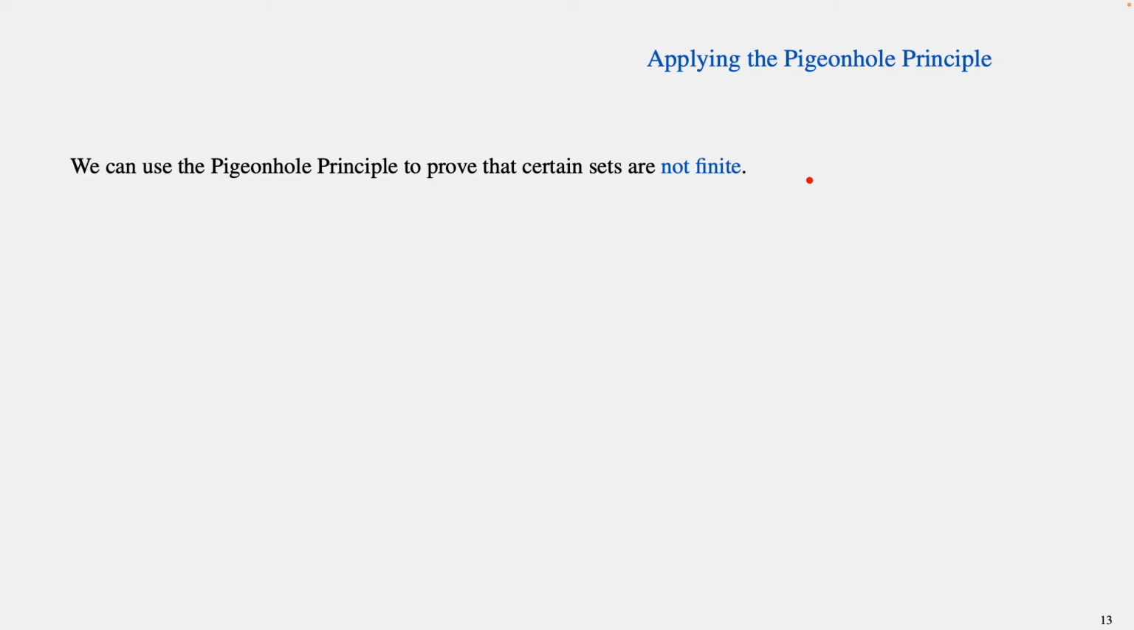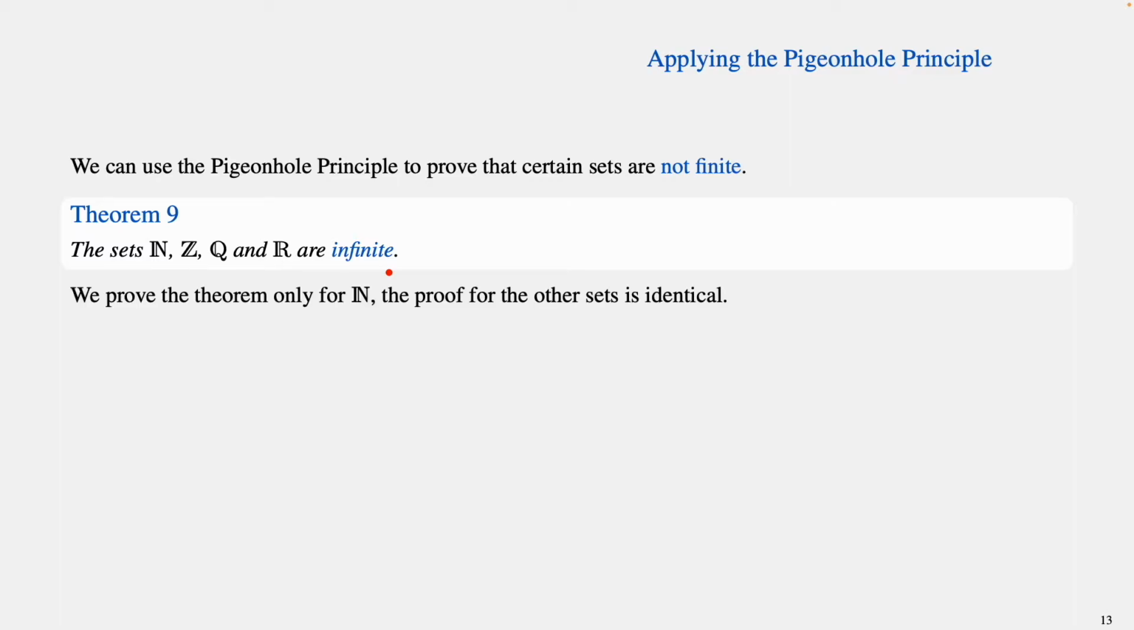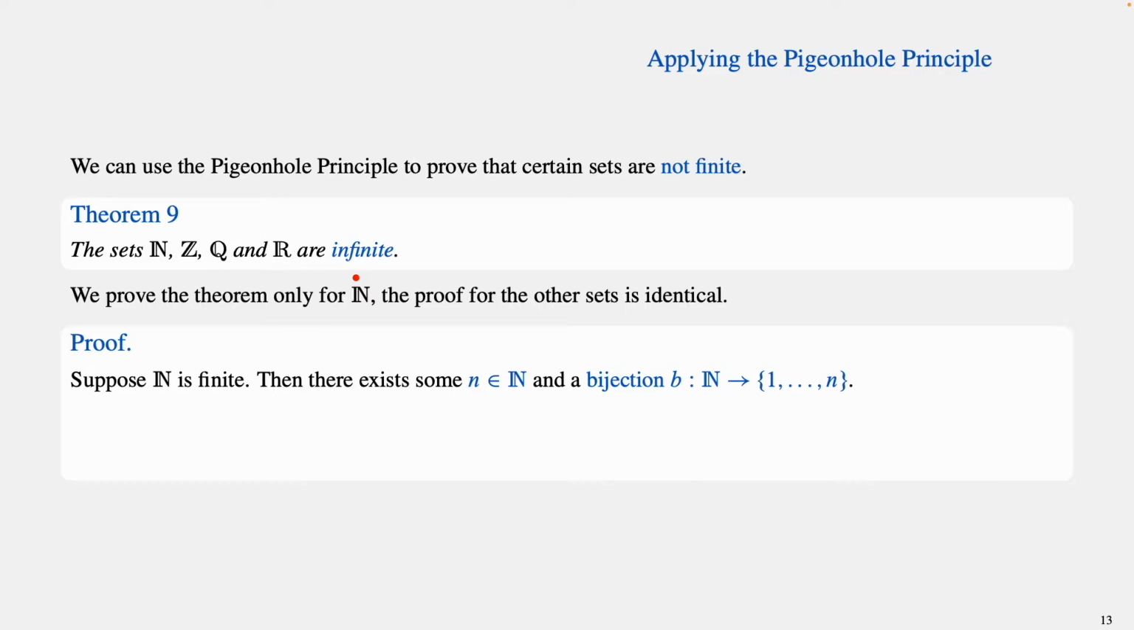And we can use the pigeonhole principle to prove that certain sets are not finite. Now, as promised, we prove that these number sets are not finite. So Theorem 9 states that the natural numbers, the integers, the rationals, and the real numbers are infinite. And I only do the proof for the natural numbers because it's essentially the same proof for the other ones. We do this by contradiction. I suppose that the natural numbers are a finite set. Then, by being finite, there must exist some natural number n and a bijection b from the natural numbers into the numbers from 1 to n.